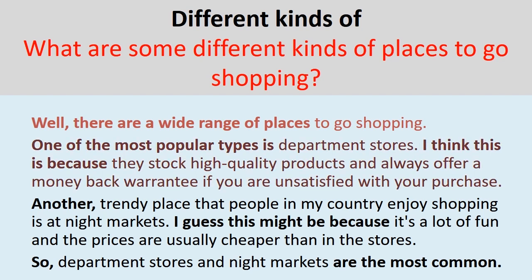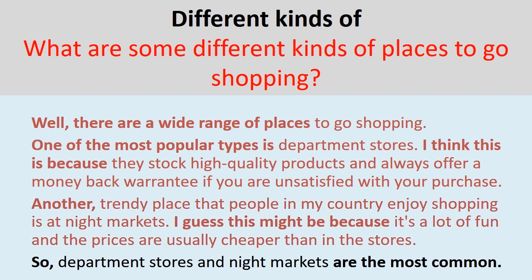Then we can introduce our first type and develop it. One of the most popular types is department stores. I think this is because they stock high quality products and always offer a money-back warranty if you're unsatisfied with your purchase. Then we can introduce our second idea and develop that. Another trendy place that people in my country enjoy shopping is at night markets. I guess this might be because it's a lot of fun and the prices are usually cheaper than in the stores.